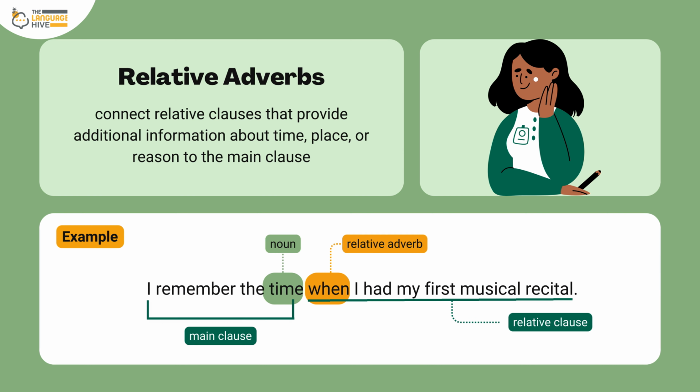Relative adverbs connect relative clauses that provide additional information about time, place, or reason to the main clause. Example: I remember the time when I had my first musical recital. In this, "I remember the time" is the main clause. "When I had my first musical recital" is the relative clause. Time is a noun and when is a relative adverb.